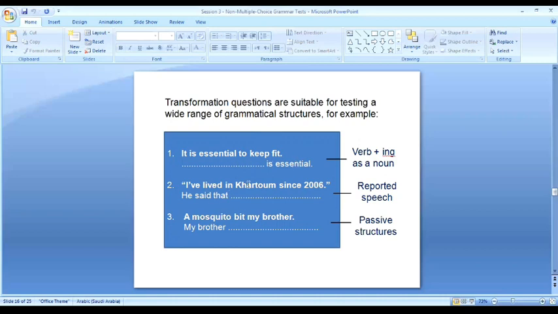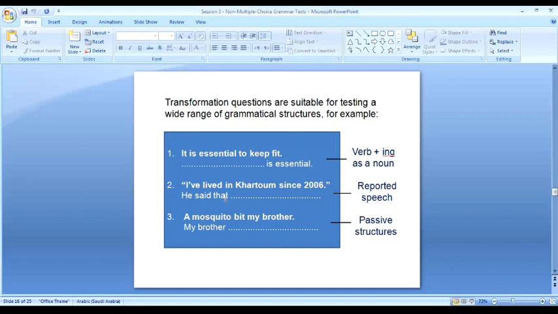I have lived in Khartoum since 2006. He said that he had lived in Khartoum. This is reported speech. So the present perfect should be changed into the past perfect. Like I have lived, he said that he had lived in Khartoum since 2006.